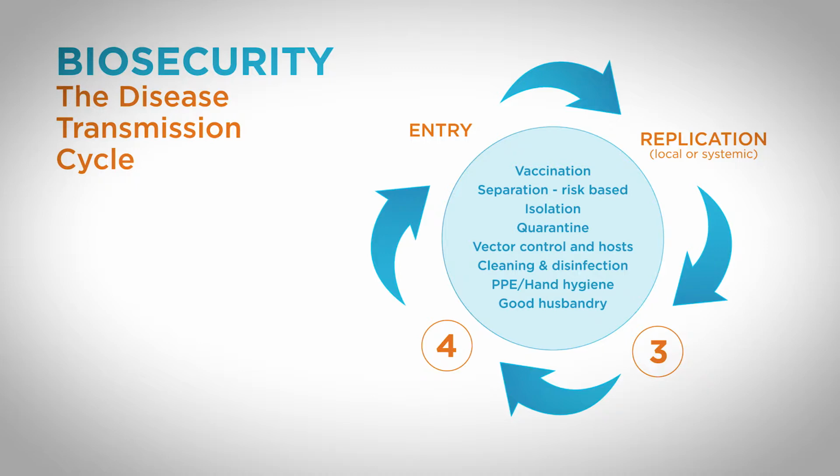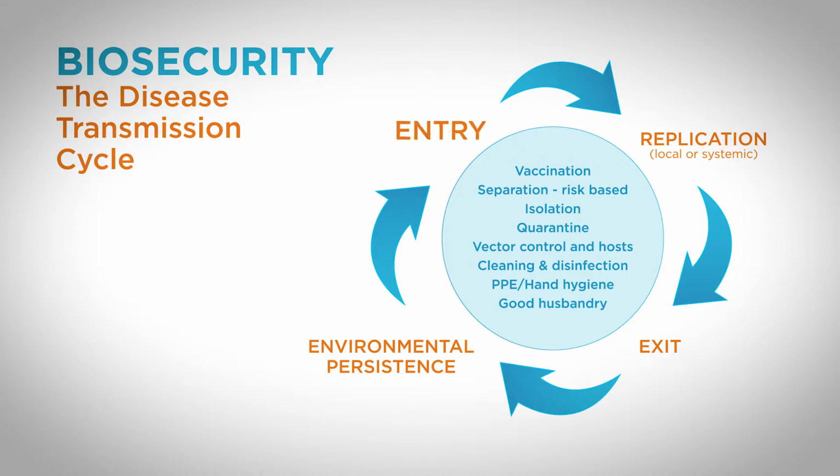The third element is there will be an exit point. The infectious agent will look to exit the host with the objective of infecting other susceptible hosts. And in doing so, it allocates itself in the environment, which is our fourth point in the cycle. There is an element of environmental persistence of the infectious agent. Once a susceptible host encounters that infectious agent in the environment, there will be the first element again, which is the entry point, and that completes the cycle of infection.